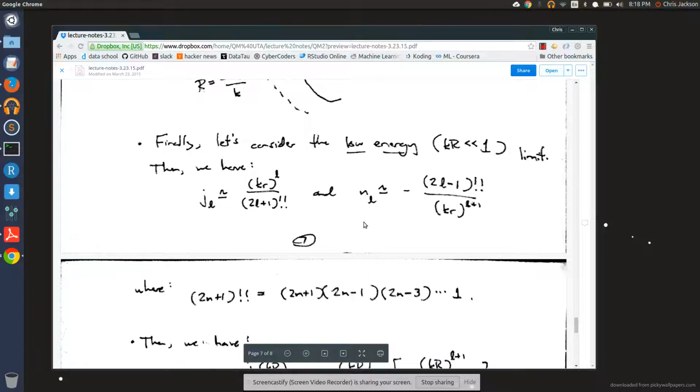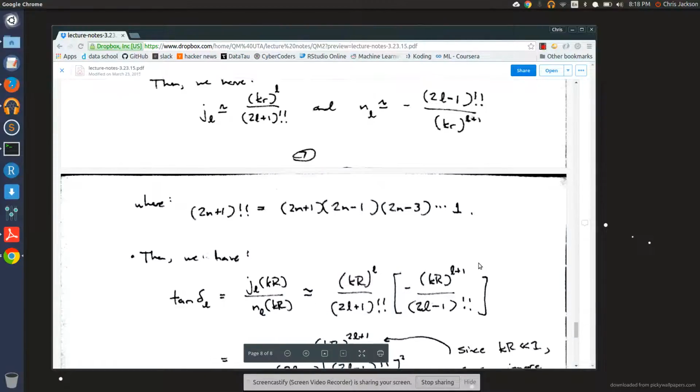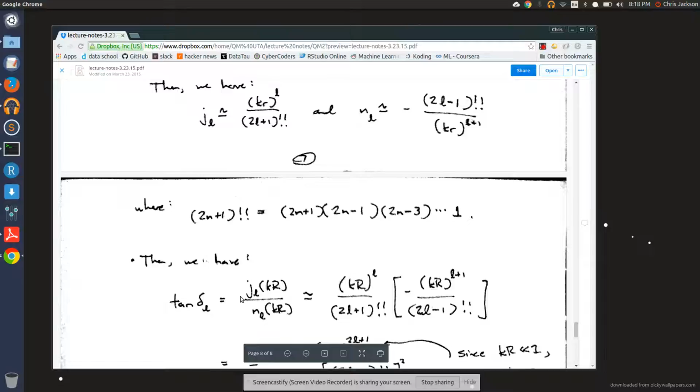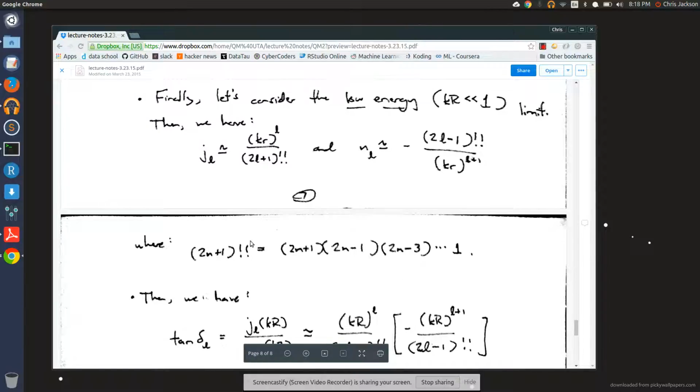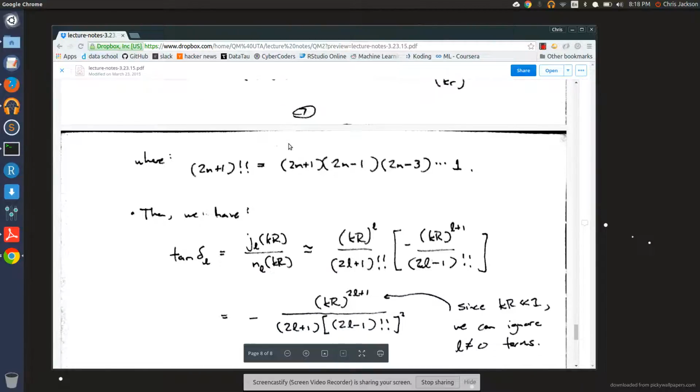And if you've never seen the double factorial, that's okay. It's not used very much, but it's basically like the factorial, but instead of subtracting 1 for each factor, you subtract 2, all the way down to 1. But the important point is, now I see these should be capital R's, right? I'm going to take the limit where K times big R is small, so that's why I've written it like that.